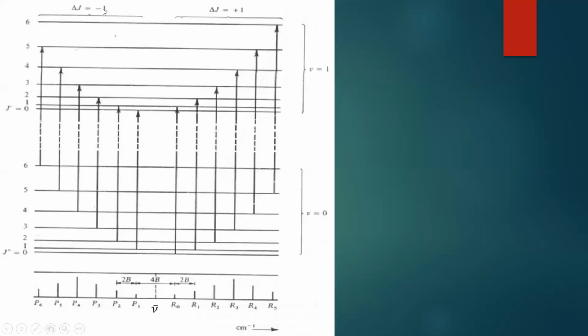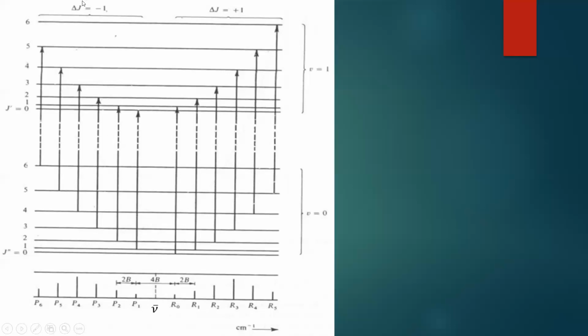So therefore delta J equal to minus 1. So energy difference is lesser here. That's why they appear in the lower wave number side. Here the energy gap is more. That's why these lines appear in the higher wave number side. So energy difference represents the energy of that line or frequency of that line.